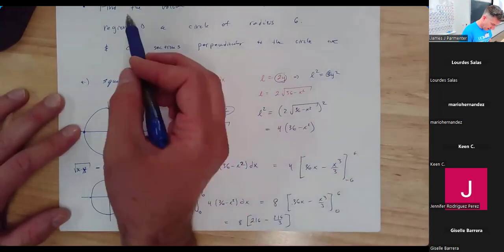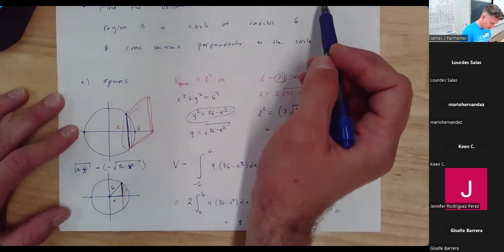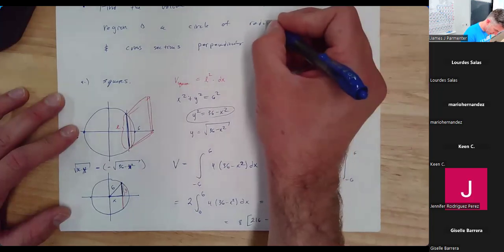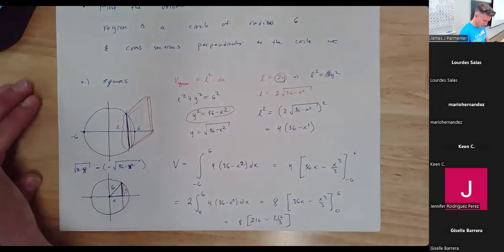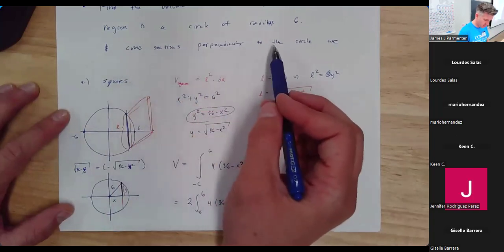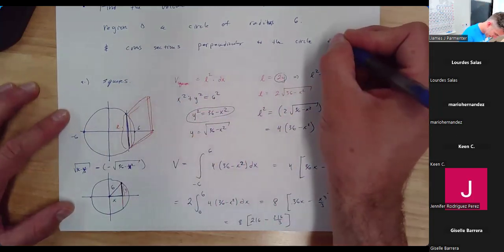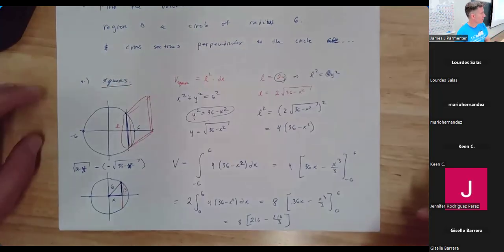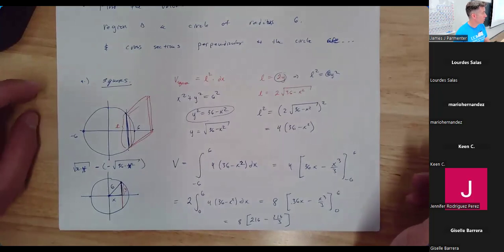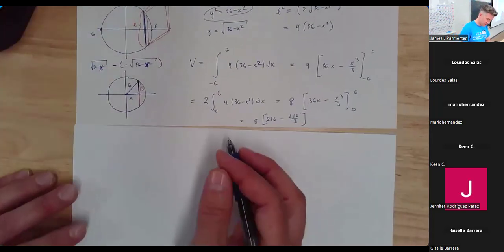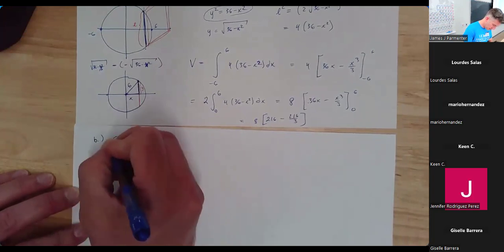Good question. Find the volume of the shape where the region is a circle of radius 6. That is radius. Is that what you're asking for? Oh, and cross sections perpendicular to the circle are, yeah, sorry about that, squares. No. The next question is, cross sections perpendicular to the circle are semicircles.